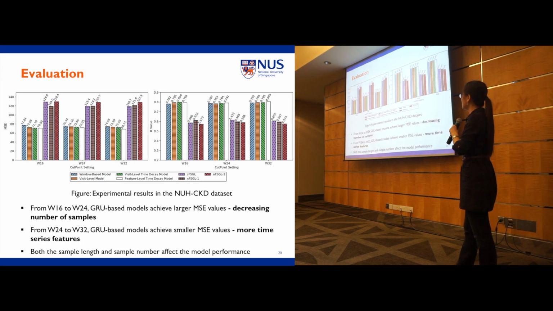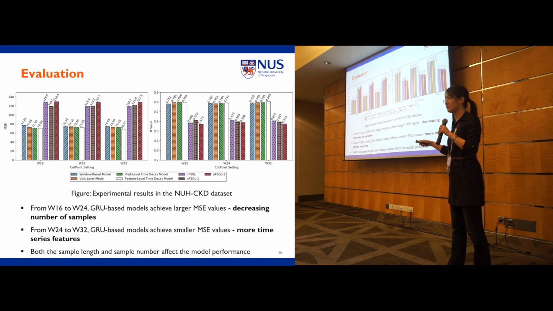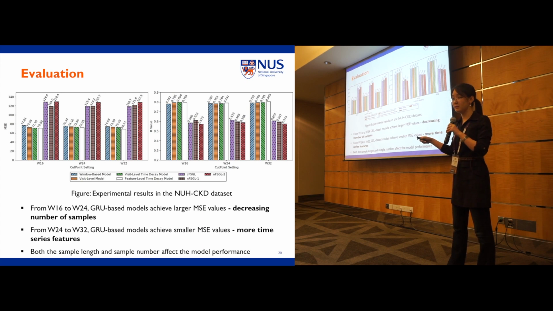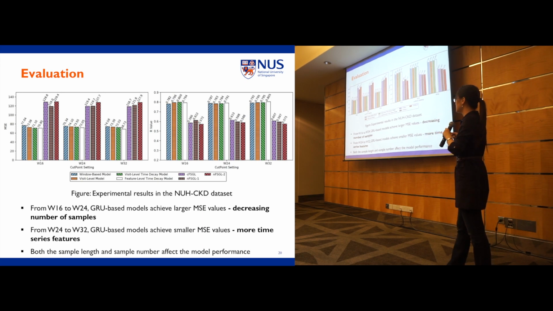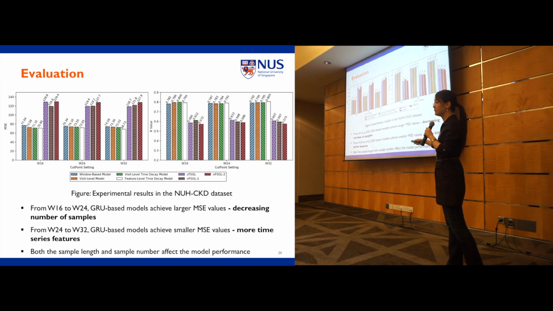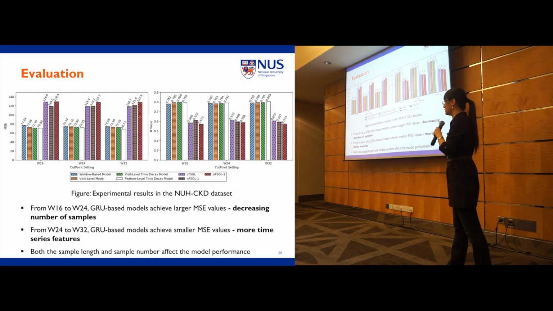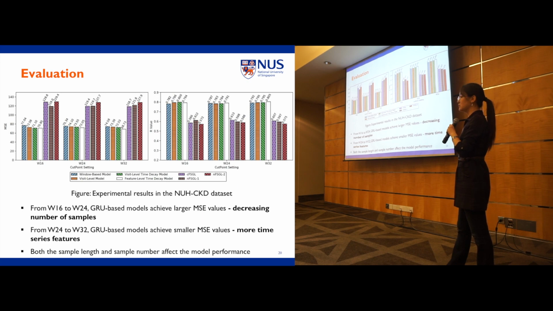Okay. And here are the experimental results of the NUH-CKD dataset. We found that if we change the cut point setting from W16 to W24, the GRU-based models achieve larger MSE values, which means the performance is degraded. We figure this may be because of the decreasing number of samples during this cut point setting change. And if we further increase the cut point setting from W24 to W32, we find that the GRU-based models' performance is actually improving. This is because we can utilize more time series data in the cut point of W32. So in a nutshell, both the sample length and the sample number will affect the model performance.